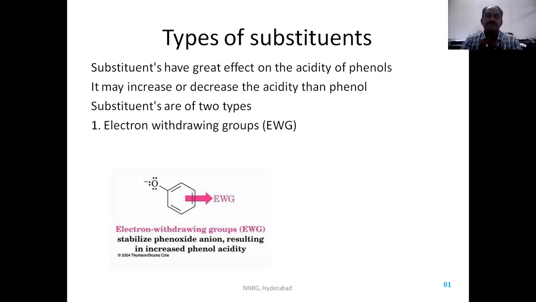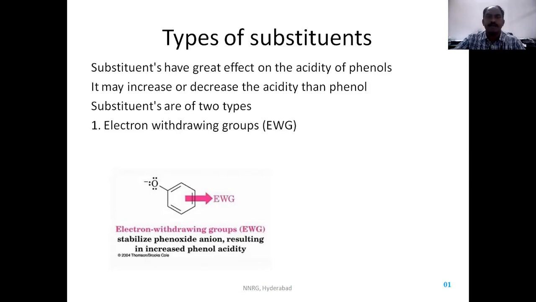So in today's class we will discuss the effect of substituents on acidity of phenols. We know that there are two different types of substituents, that is electron donating groups and electron withdrawing groups. Substituents will have a great effect on the acidity of phenols. How? They may increase the acidity or they may decrease the acidity. So, two types of substituents.